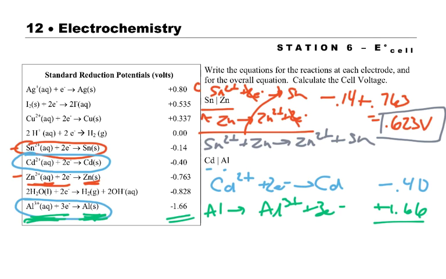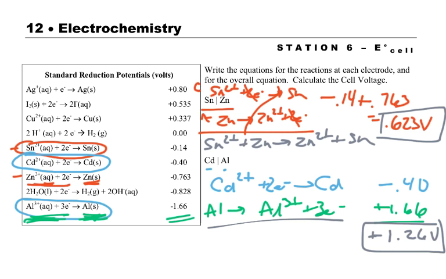I'm going to put those together right now before I do anything else, so I can see that it's going to be positive 1.66 minus 0.4, so it's going to be positive 1.26 volts. That's going to be my voltage. Now I'm going to go back and put these together.